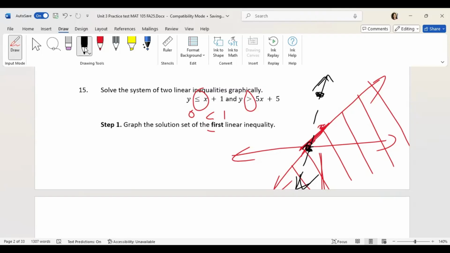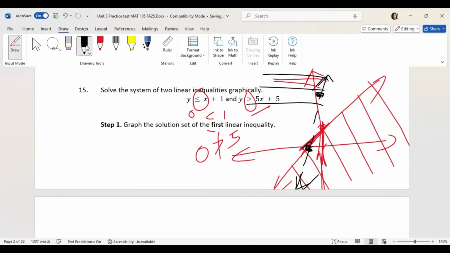And then I pick a point, and I would like to pick the point at 0, 0. I'll test it here. 0 is greater than 5. That is false. 0 is not greater than 5, so 0, 0 does not satisfy this inequality. In other words, the region to be shaded should be the region here.